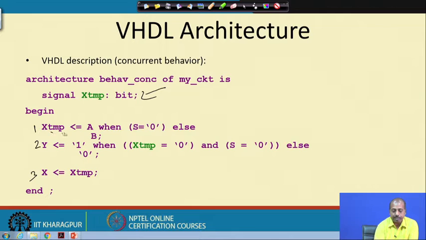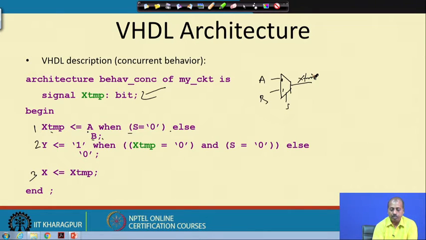So, x temp gets a when s equal to 0 else b. It will be taken like this. This s is there and this is 0 and 1. If s equal to 0, then this is a, and otherwise this is b. So, this is the line for x temp.